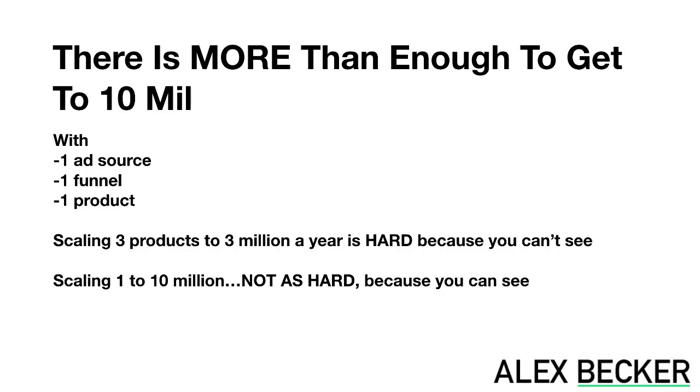And so, look, I'm going to tell you straight up, scaling 3 products with 5 different traffic sources to $3 million a year is impossible. It's hard. That's why nobody makes like $5 million a year. Very few coaches, very few info marketers, very few SaaS entrepreneurs, very few service sellers make over $3 million a year profit. Scaling 1 product to $10 million a year is not that hard, because you can just see what's working and you can see what is not working.